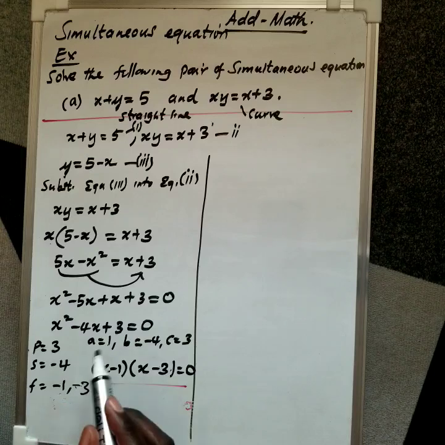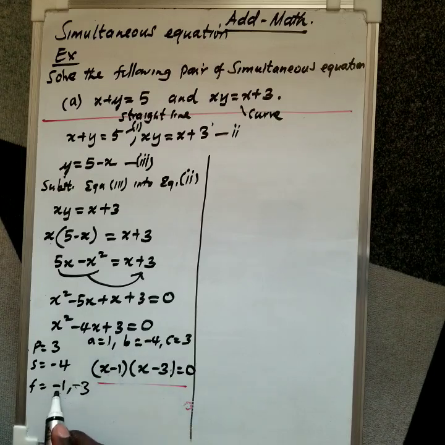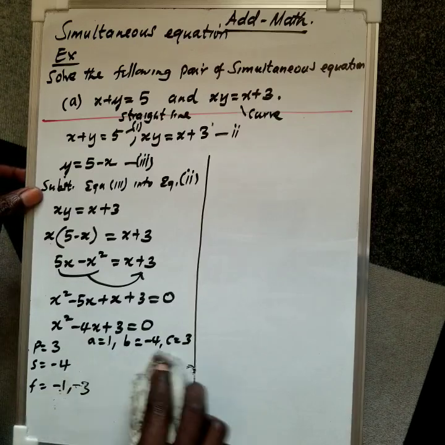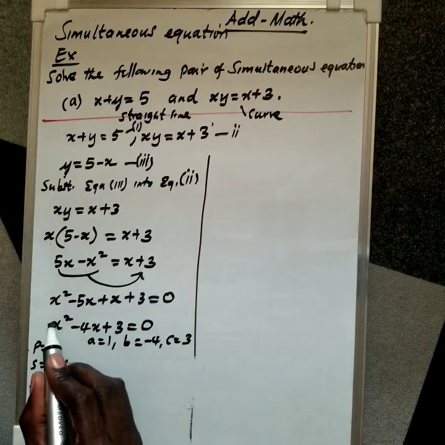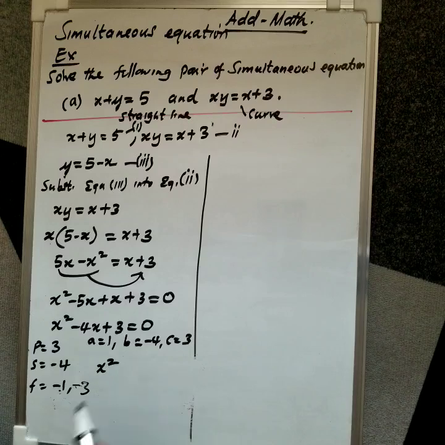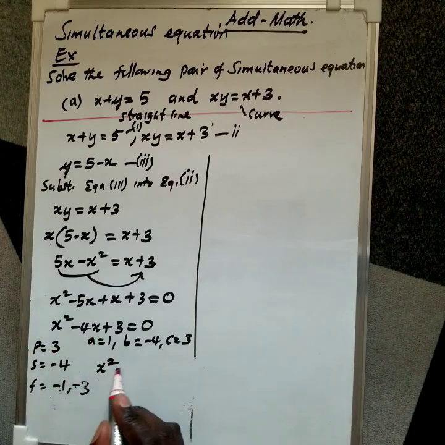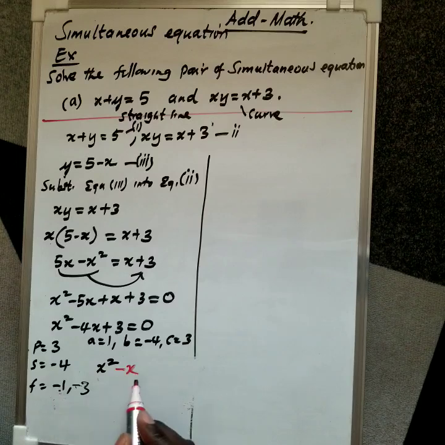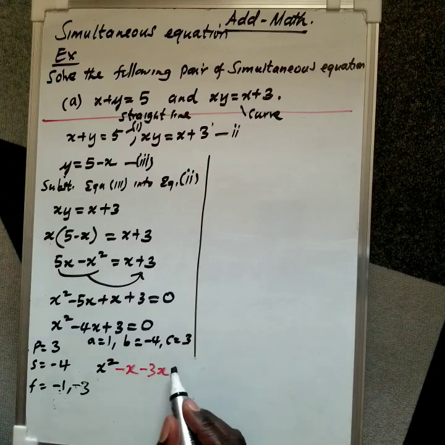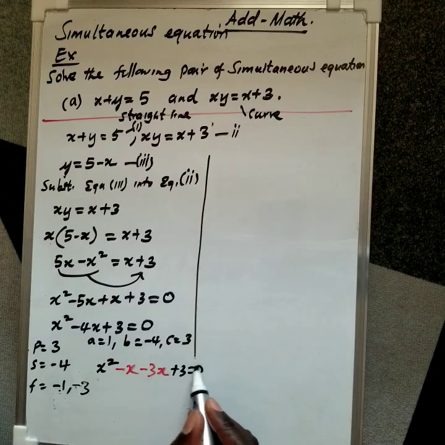So what we are going to do is, if you don't want, you can just get these factors and say x minus 1 then x minus 3. That's the way you can do it, like I said, but let me use the layman's way. So you get x squared, then you replace by the factors that we have found: negative 1 will become negative x, negative 3 will become negative 3x, and that is going to be plus 3 is equal to 0.